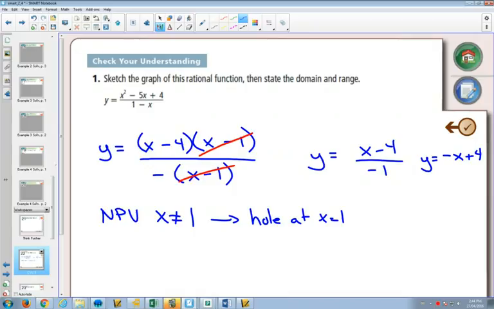So when the hole happens at x equals 1, we can actually tell the exact coordinates of that hole. Because when I plug 1 into my equation now, negative 1 plus 4 gives me 1 comma 3.